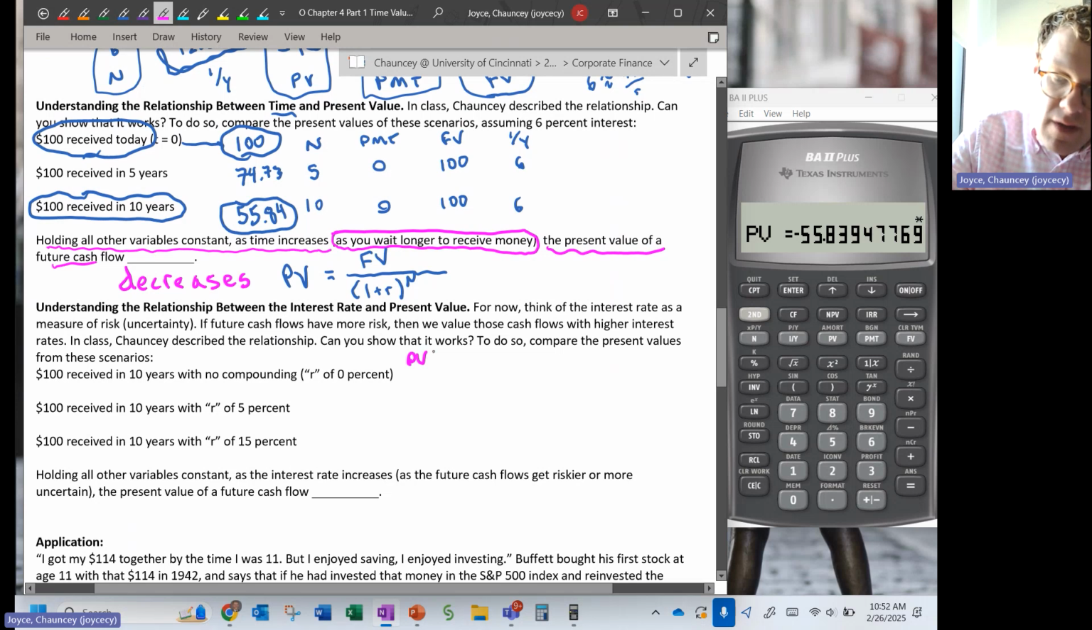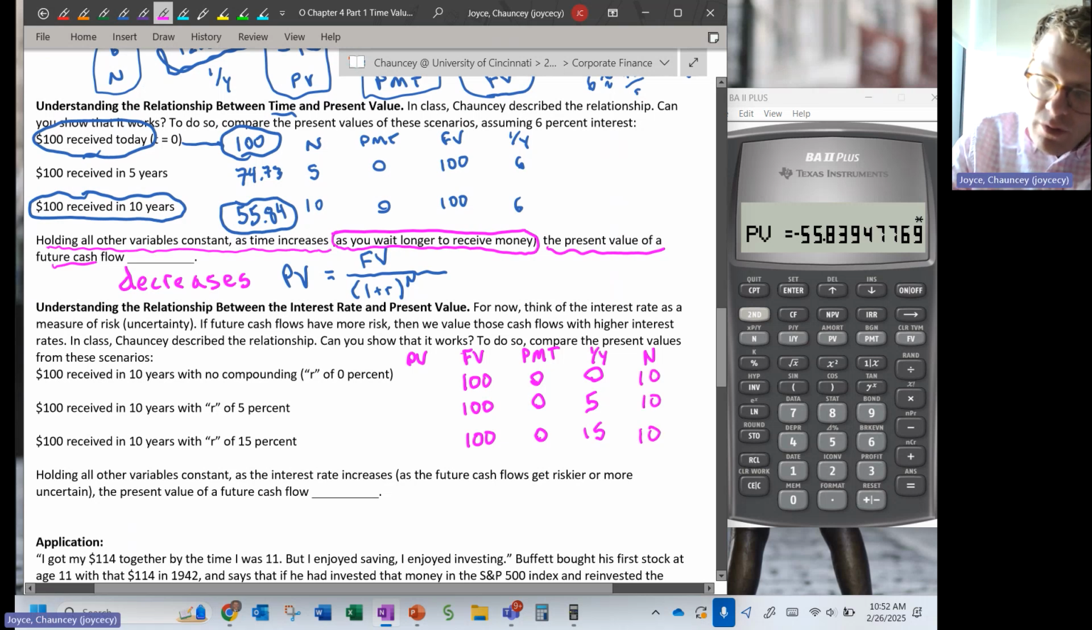Now we're going to try to show that it works by comparing the present values of several scenarios. So I'm going to solve for present value. In each case, I have a future value of 100. So I'm going to make a little table here. There's no payments along the way. It's just comparing a present value and a future value. My interest per period in the first case is 0. Then it increases to 5 and then 15, and time is 10 in every case.